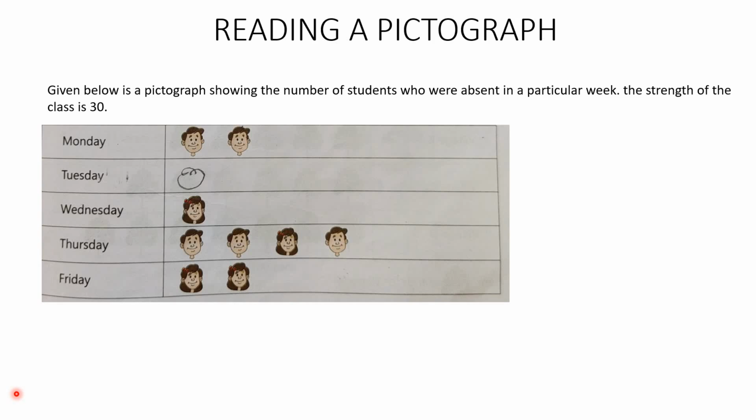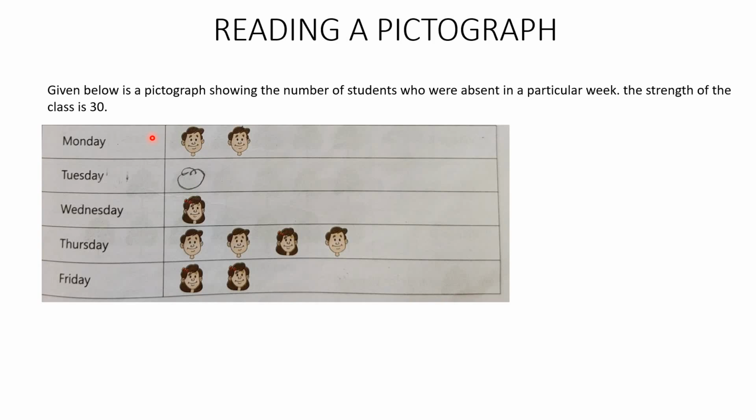First one here is reading a pictograph. Reading a pictograph means you have to read the picture that is given to you and give the information that you understand by looking at it. Given below is a pictograph showing the number of students who were absent in a particular week. The strength of the class is 30. Here you can see the faces given in front of every day, like Monday, Tuesday, Wednesday. These many students were absent on that particular day.